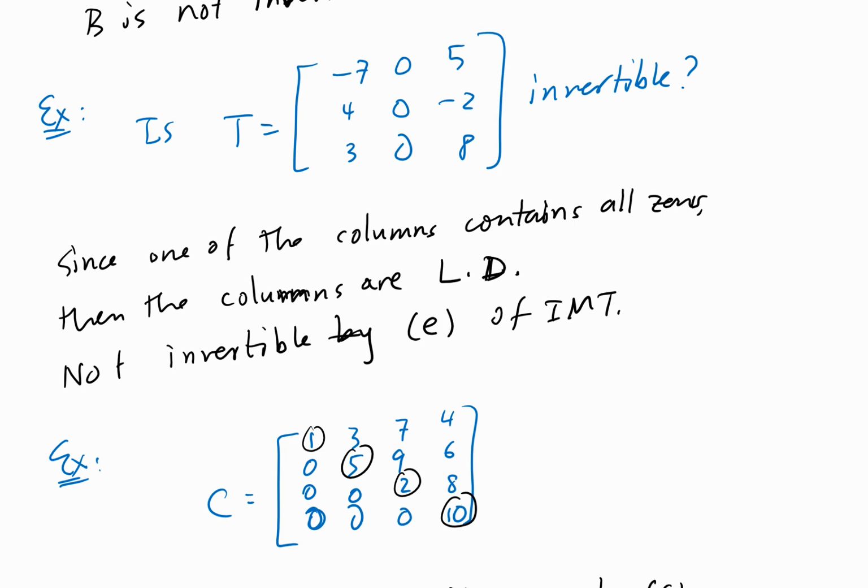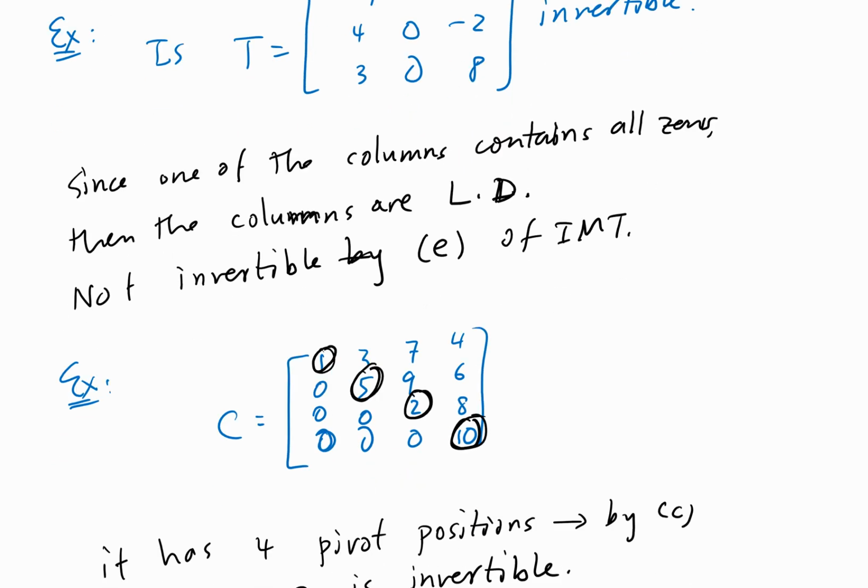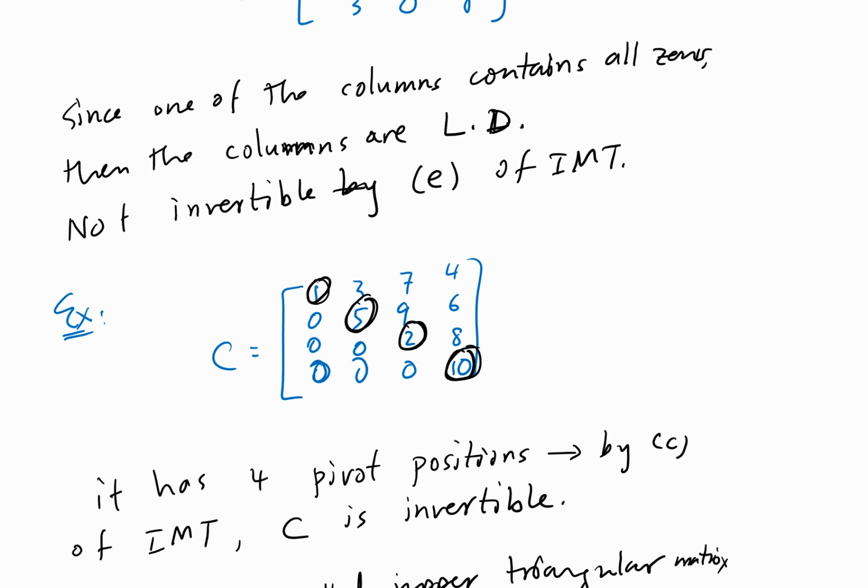So back to this example here. Hopefully everyone looked at it. If you look at this matrix, it has pivot positions, the ones that I circled, 1, 5, 2, and 10, so 4 pivot positions in the 4 by 4 matrix. This means it is invertible by part C of the theorem. If you look back at part C, you will see it. So we say it has 4 pivot positions, and by part C of the theorem, the matrix C is invertible.